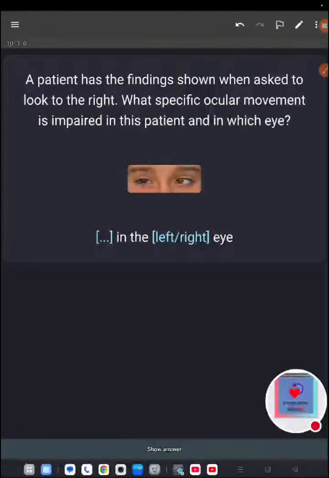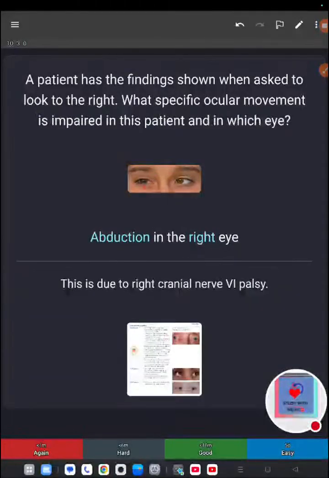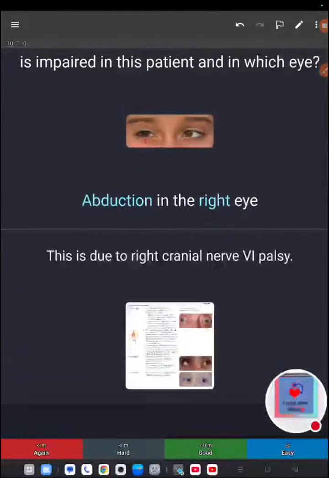A patient has these findings when asked to look to the right. The movement is impaired in this position. Asked to look to the right, and this is the right eye. So it is not moving right. So abduction is not occurring. So only abduction is affected in the right eye. Cranial nerve 6 palsy.